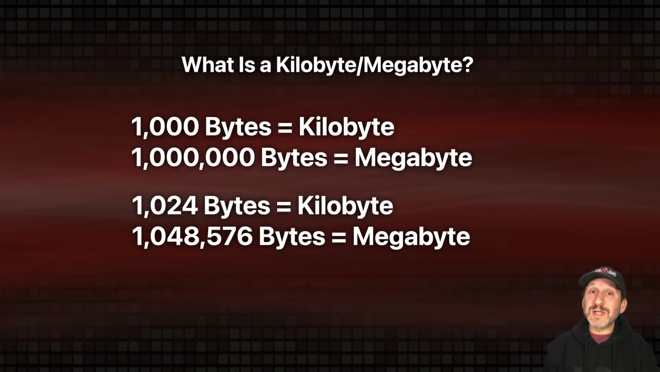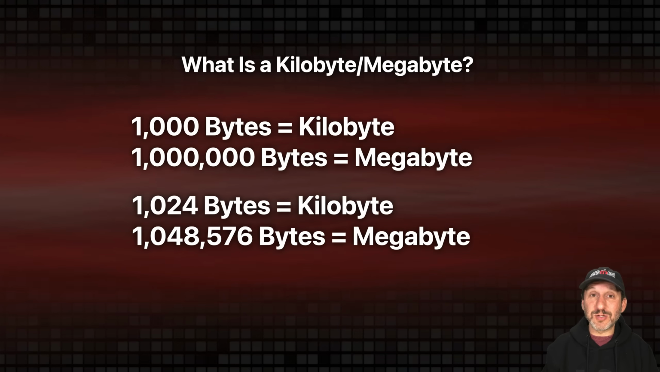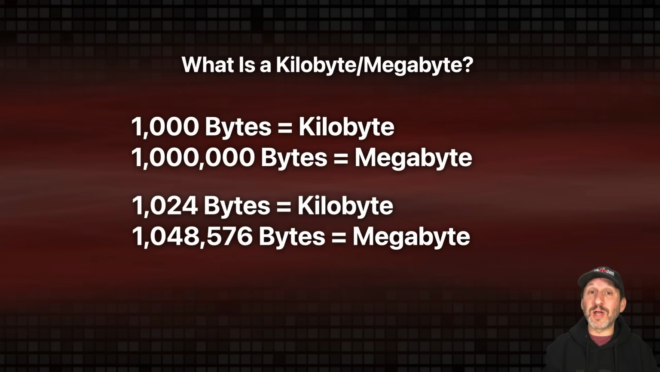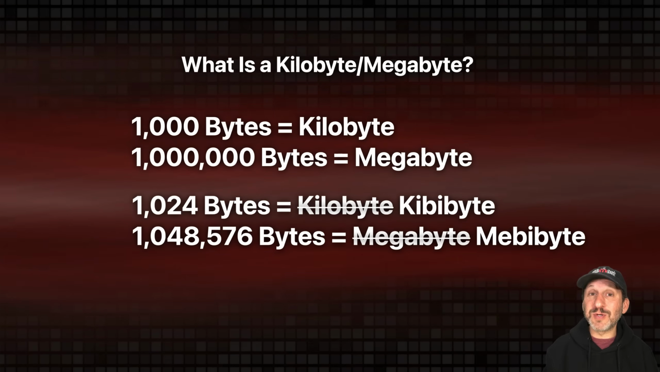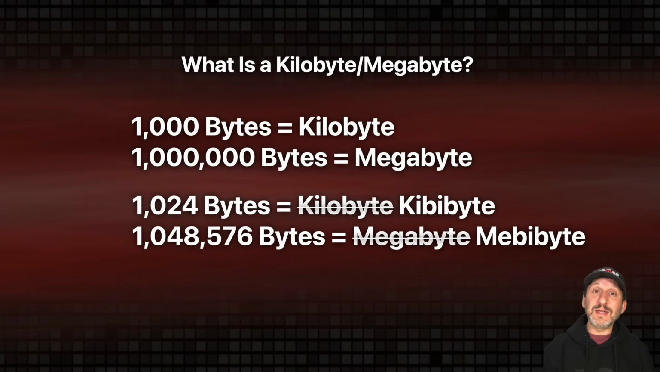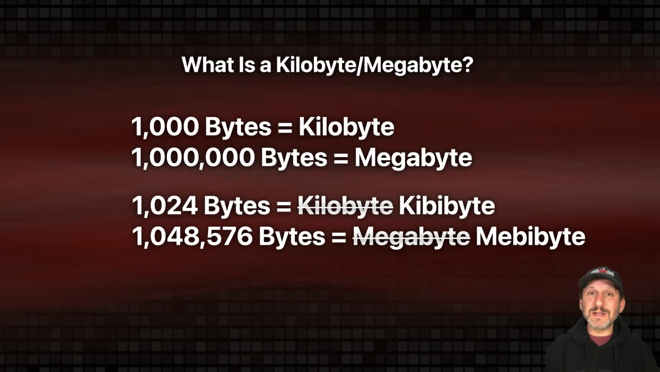Well, it turns out there is another term used to describe the binary measurement. And that's to replace the last two letters of the two-letter prefix with BI for binary. So kibibyte is actually the correct term to use when measuring 1024 bytes. And instead of megabyte you would use mebibyte. And it's the same thing with gibibyte and tebibyte.